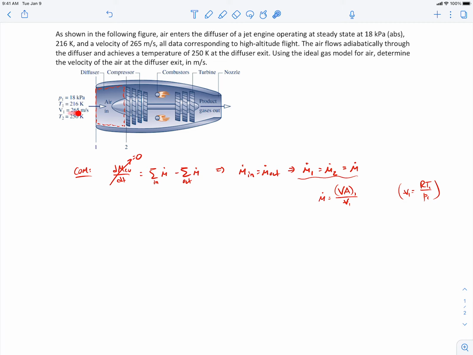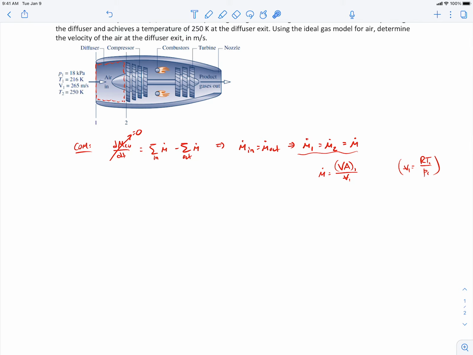And I'm given the velocity at the inlet, so I know V1, but I'm not given the area, right? There's no area information given. So I can't calculate this mass flow rate. Without the area, I can't do any numerical calculation. All I know from conservation of mass is just the mass flow rate in equals the mass flow rate out. Okay, so that's as far as I can take that. Doesn't give me the velocity at state 2 here, which is what I'm looking for. So let me go to the first law.